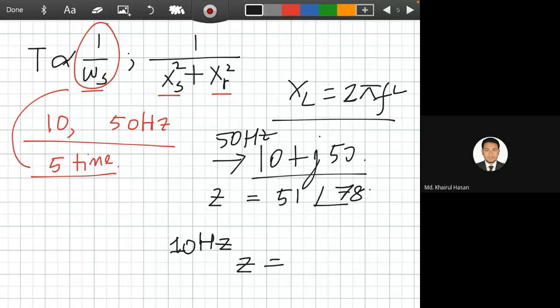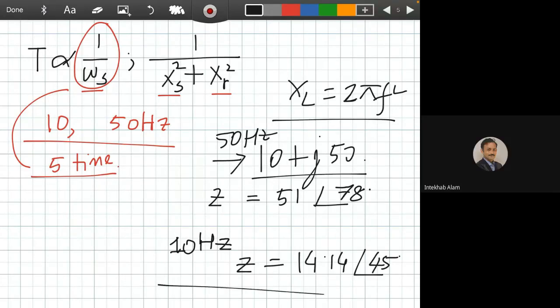For 10 hertz, 14.14 at the angle of 45 degrees. Good. Why did it take so long?